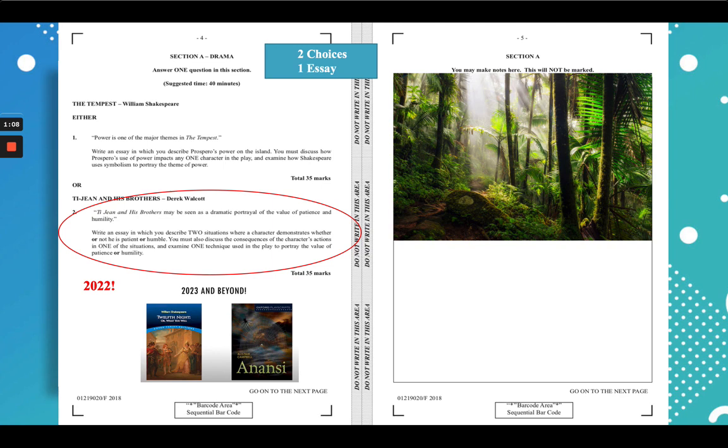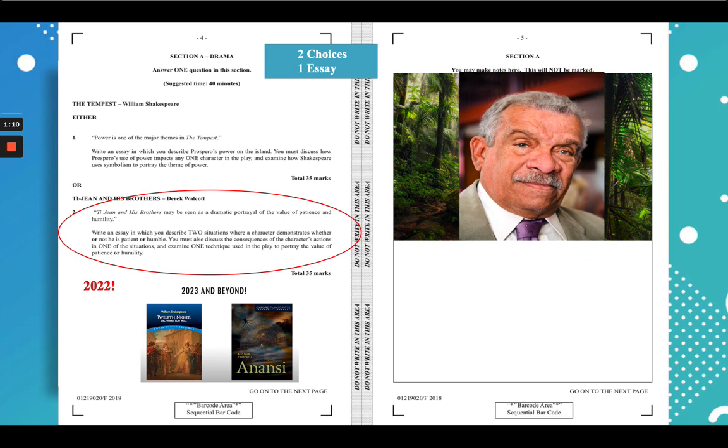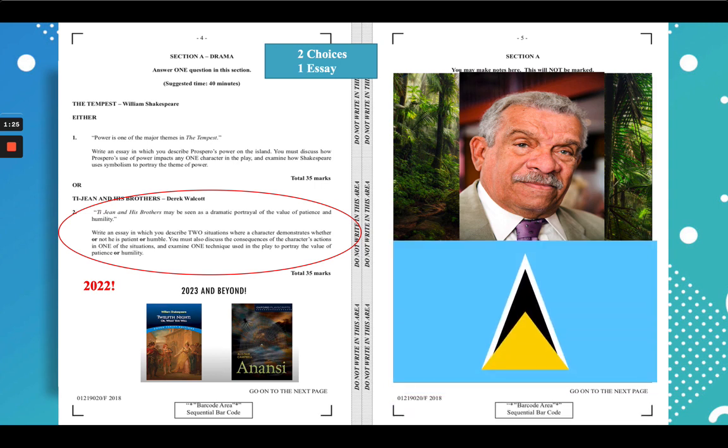So, Derek Walcott, he is a St. Lucian and he won the Nobel Prize in Literature. Now, I've seen some badly written essays on the internet claiming that the setting of the play is a forest in Trinidad. That is not correct, okay? It represents St. Lucia. This is a St. Lucian play, and the setting is in St. Lucia. Okay, let's move on.